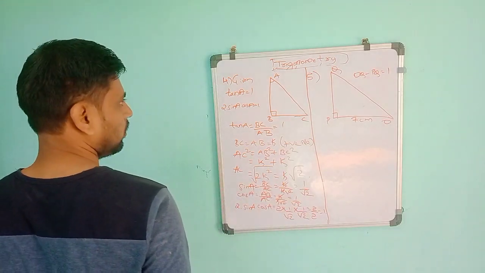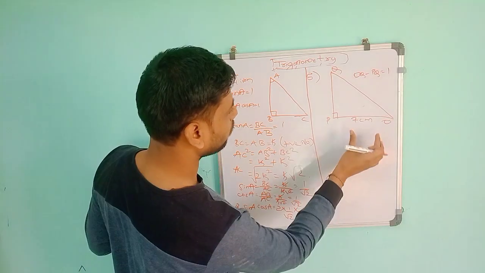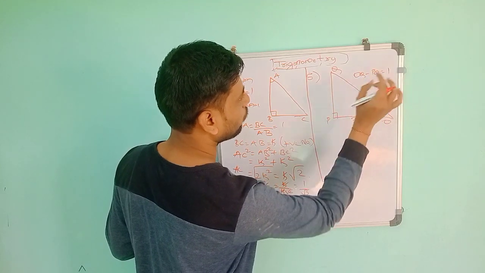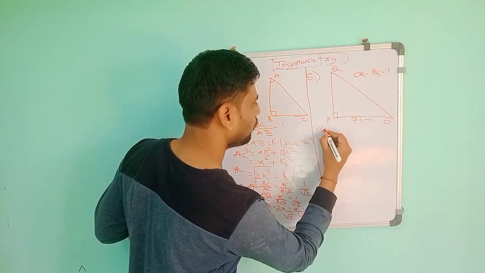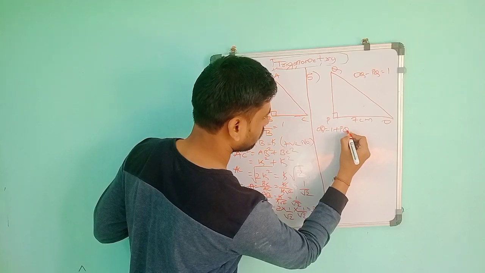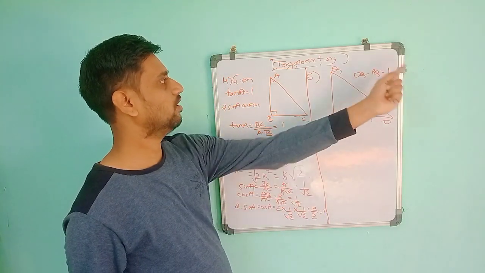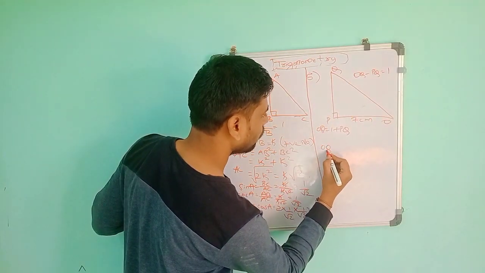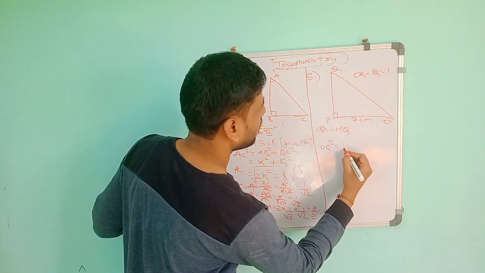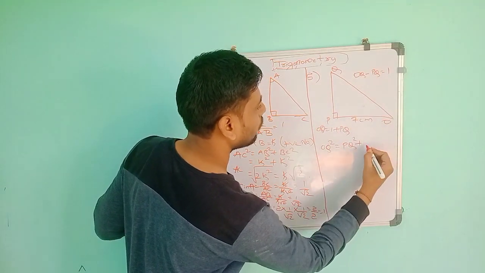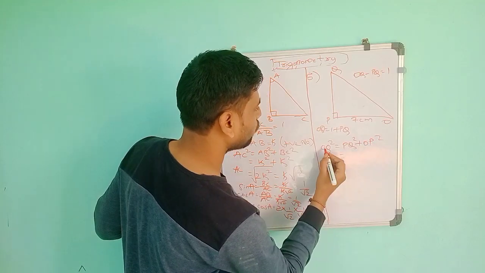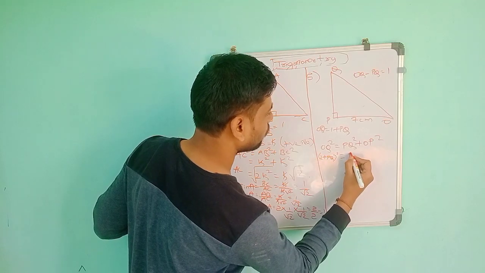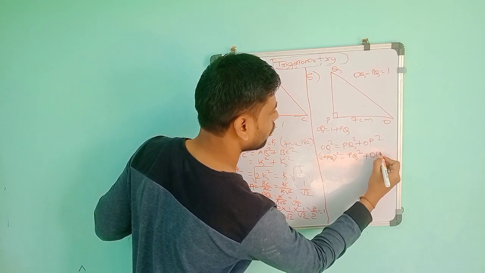So first, what we have to find: we know this side, but we don't know this side's value. So they have given the hint that OQ minus PQ is equal to 1. So what can we write? OQ is equal to 1 plus PQ. Now this is the hypotenuse square, so OQ square is equal to PQ square plus OP square. So 1 plus PQ whole square is equal to PQ square plus OP square.